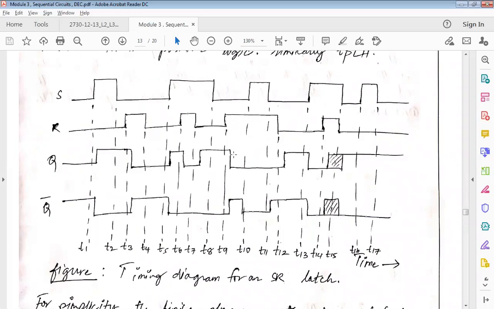Right? So this is how you should be able to mark your pulses. Accordingly mark your pulses and try and check the values for your Q and Q bar. Okay, so we will stop here and we will continue this discussion in our next class.